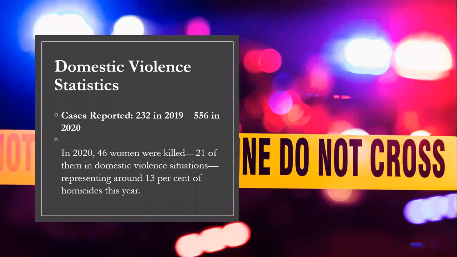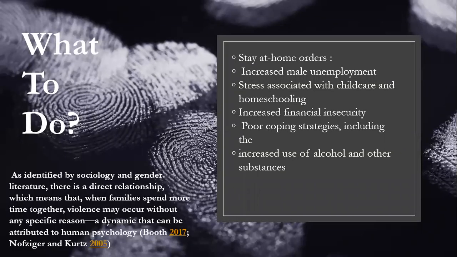According to the Minister of Social Welfare, in 2019 there were 232 reported cases of domestic violence. However, in 2020 there were 556 reported domestic violence cases. And in 2020, 46 women were killed, 21 of them in domestic violence situations, representing around 13% of homicides for the year 2020. So we ask ourselves, what happened?